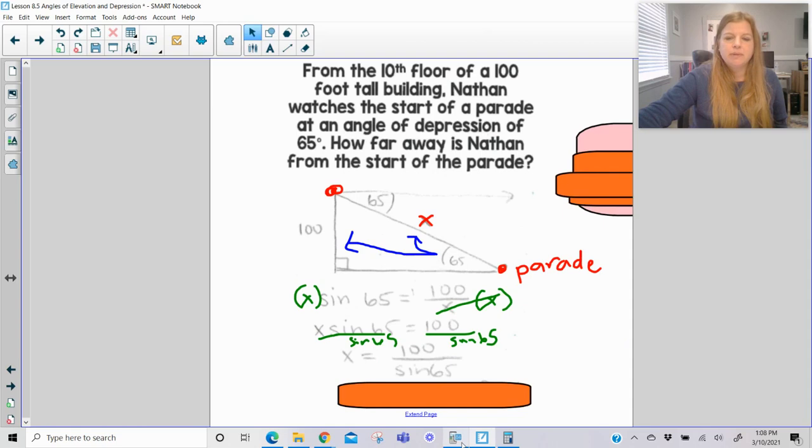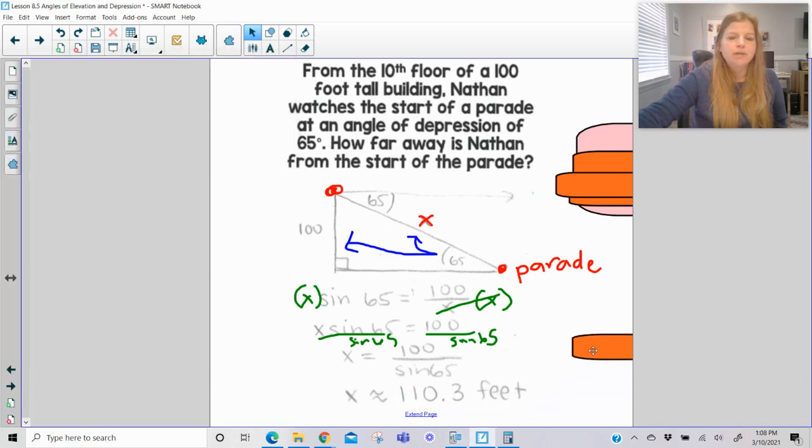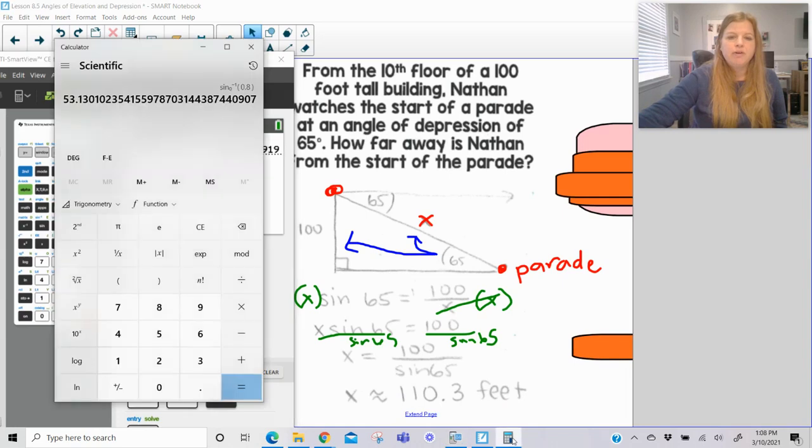And so this is what we have to type in carefully. So I'm going to do it on the TI first. So 100 divided by sine of 65. Okay, I get 110.3377. So I wrote it as 110.3.